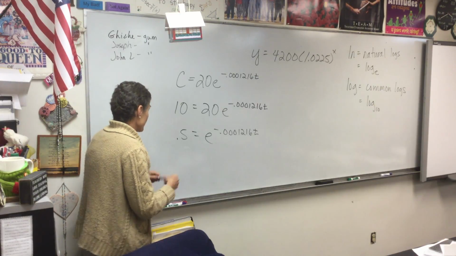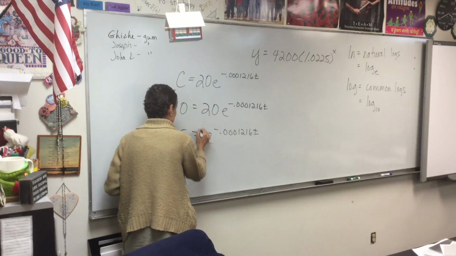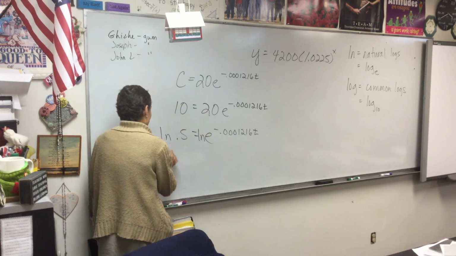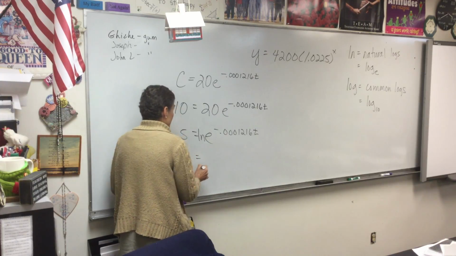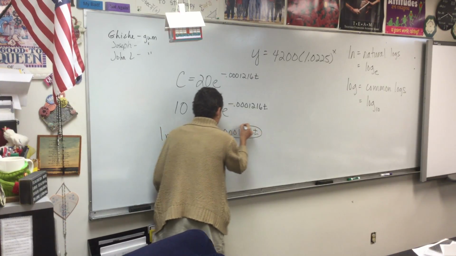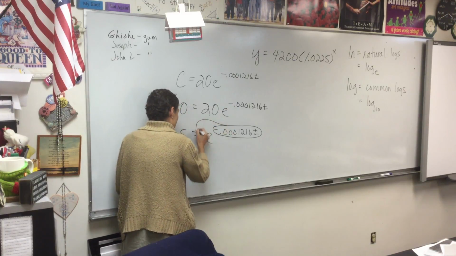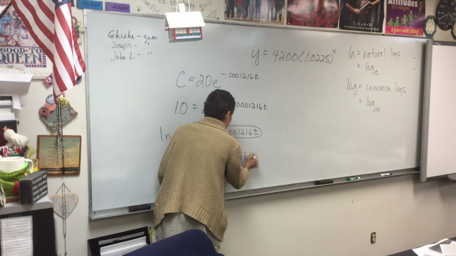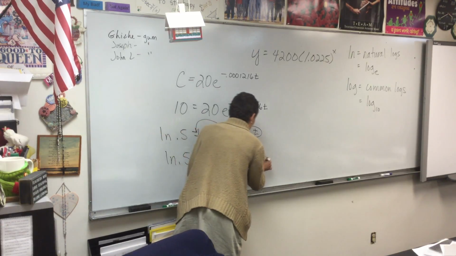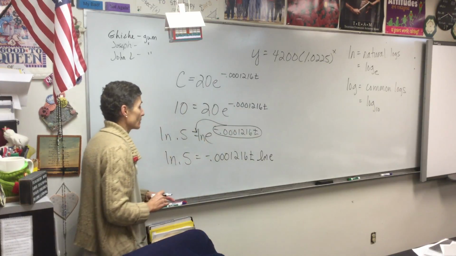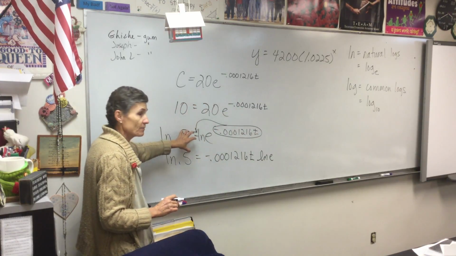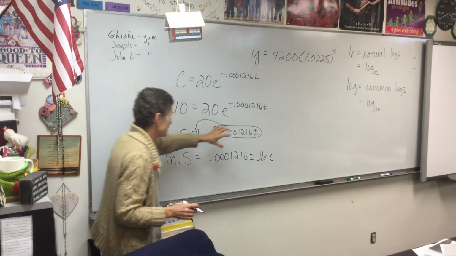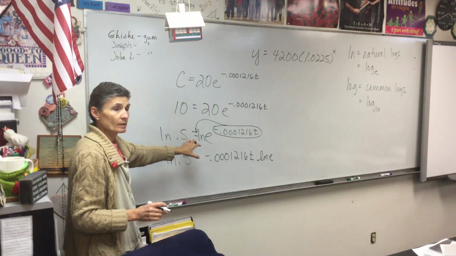Now, back over here, we said we're going to ln both sides. All right, so I'm going to do that. So I have ln 0.5. Now remember, when you take the logarithm of something to a power, the power comes out in front. So I have negative 0.0001216 t ln e. This comes out in front, the entire exponent. Earlier it was just an x, same idea, bigger exponent comes out in front.